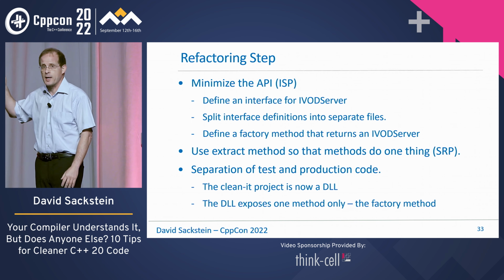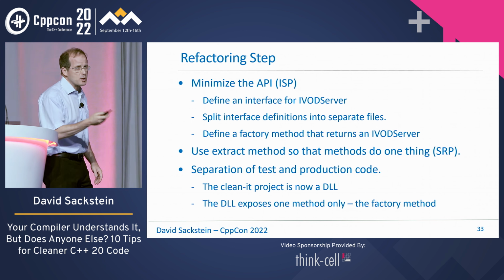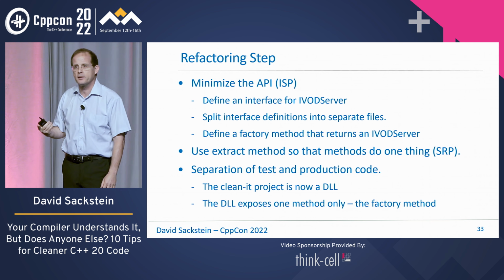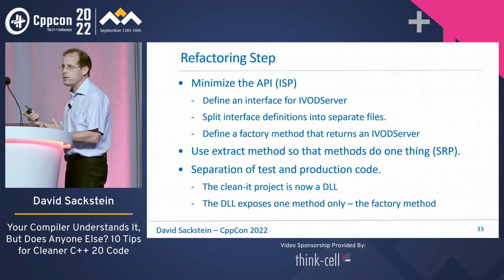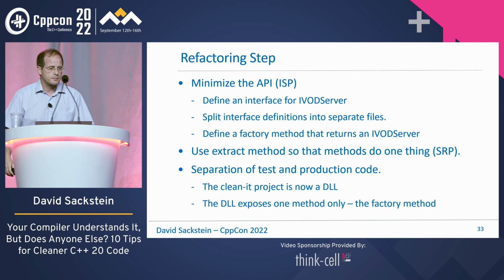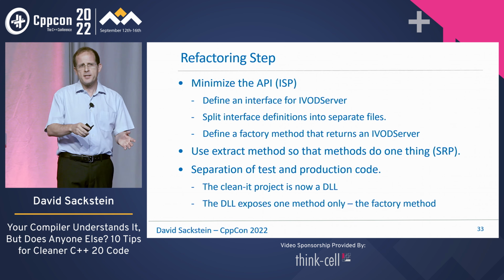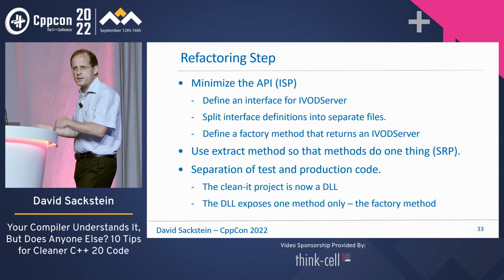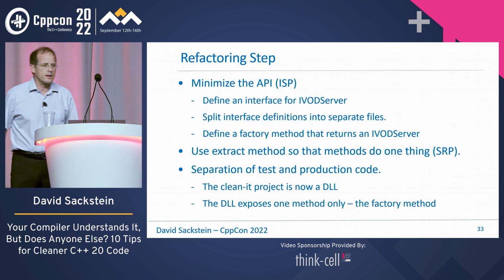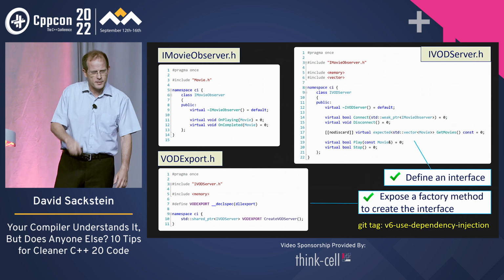So the Clean IT project now becomes a DLL. Could be a shared object if you're running in Linux. It has a binary interface, which is basically one function, which is the factory method mentioned earlier. And the interface itself is the only thing really that the client needs to know other than the function that creates it. And then there's a separate project which does the tests. And I placed the VOD client out there in the test project and not together with the production code. So there's some refactoring being done there. And that's being done, I believe, in V5, not V6.